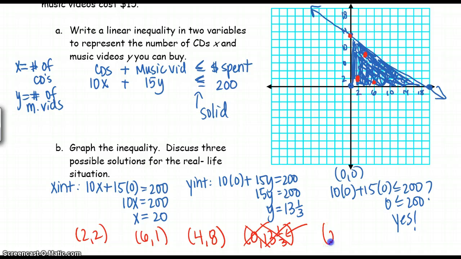Can we say 20 and 0? Sure. 20 CDs, 0 music videos. You can use that one. It did say discuss 3 possible solutions, but I've given you 4 here. Just remember that X stands for the number of CDs. So in this situation, 2 CDs and 2 music videos. Here, 6 CDs, 1 music video. 4 CDs, 8 music videos, or you could even buy 20 CDs and 0 music videos. Any point that falls within the shaded triangle will work for this inequality and will be a solution to it.